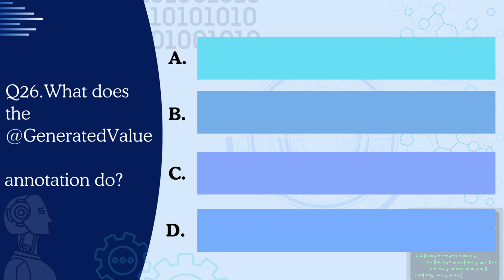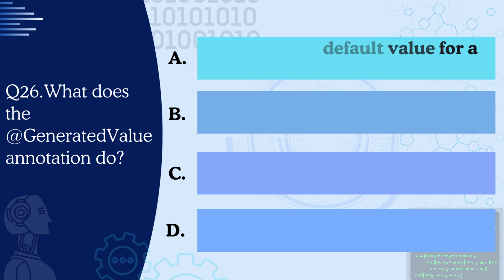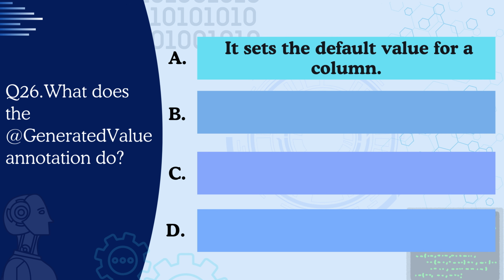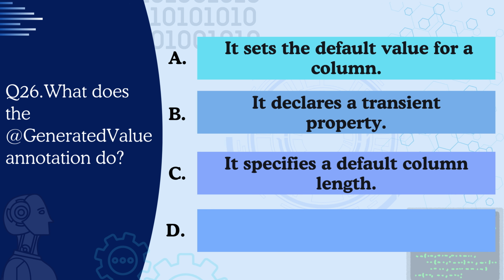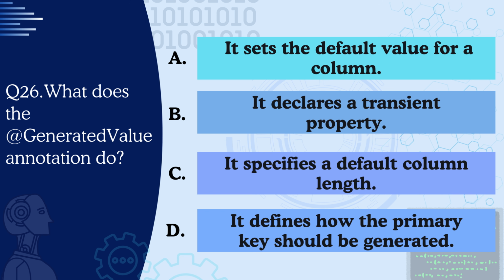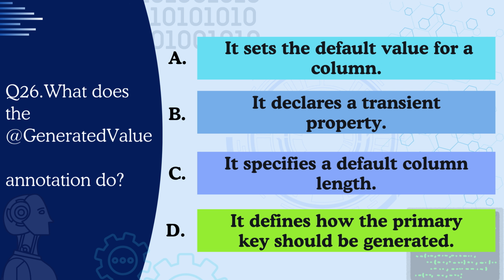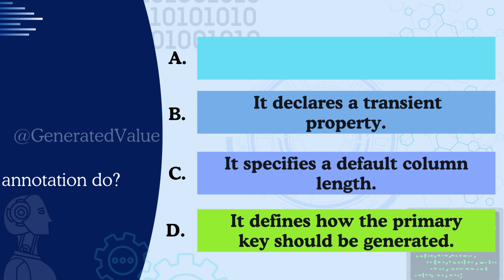Question 26. What does the @GeneratedValue annotation do? A. It sets the default value for a column. B. It declares a transient property. C. It specifies a default column length. Or D. It defines how the primary key should be generated. So the correct answer is D. It defines how the primary key should be generated.